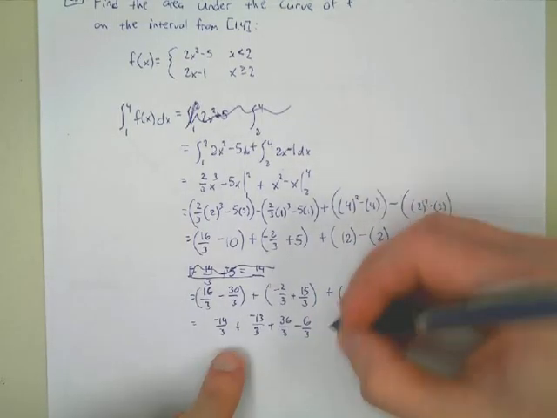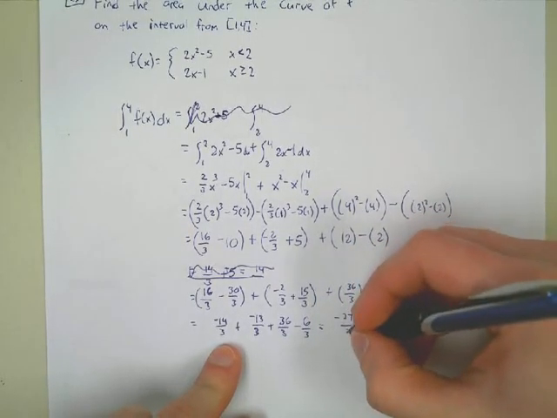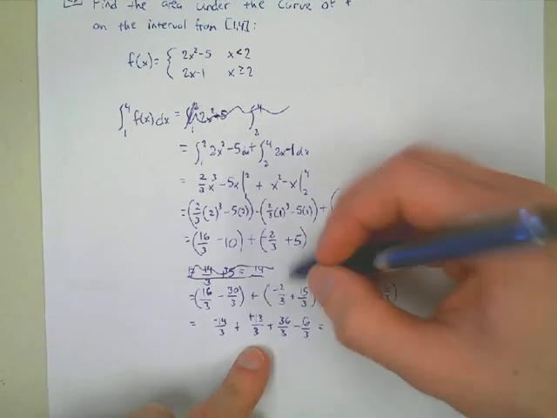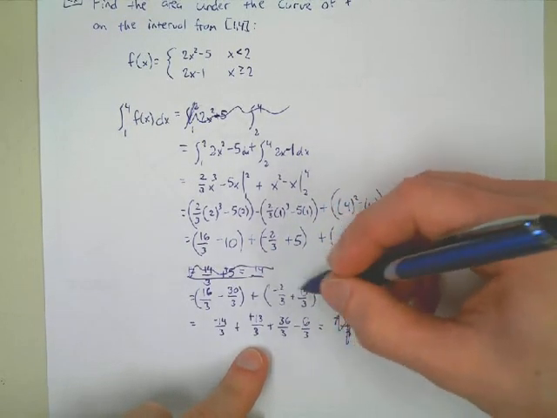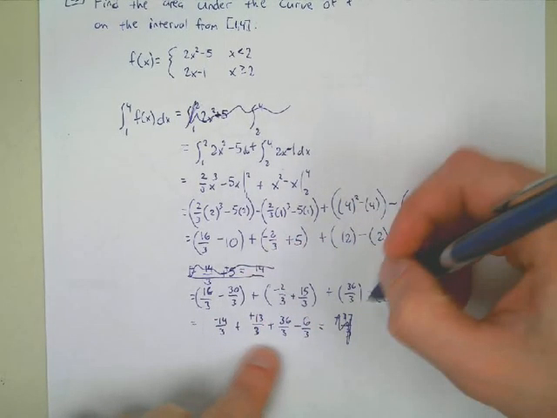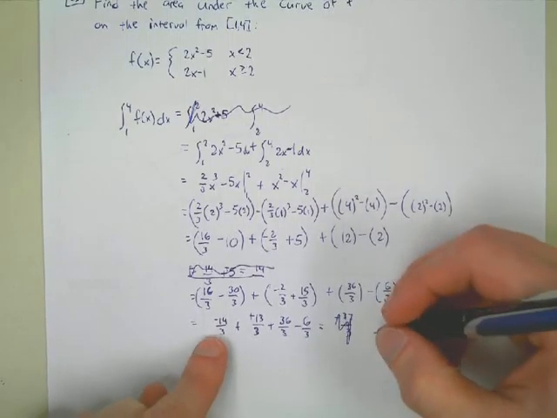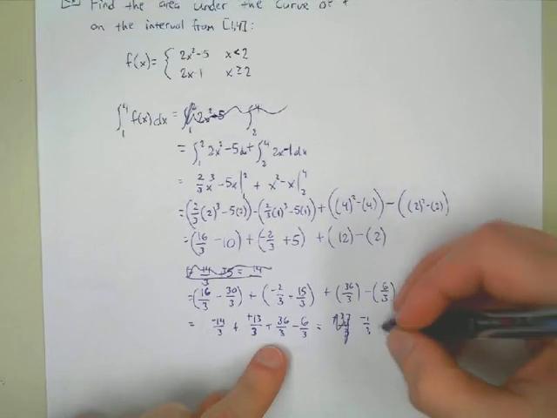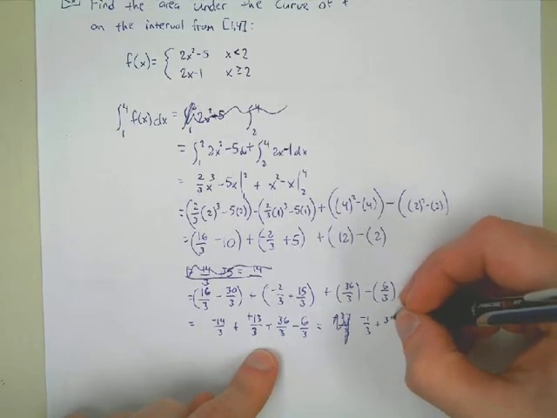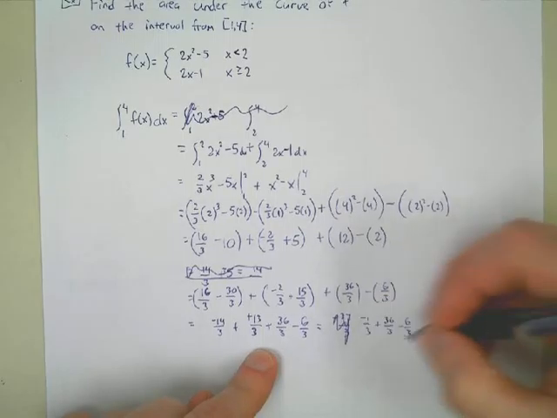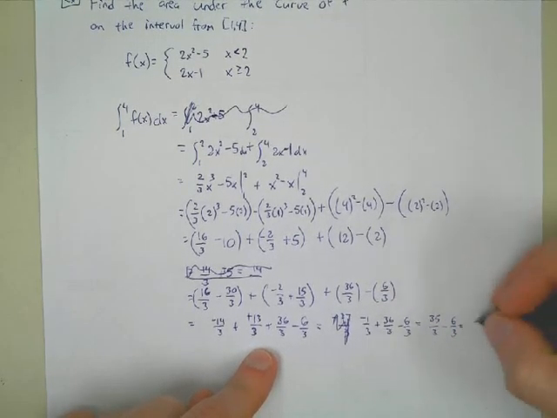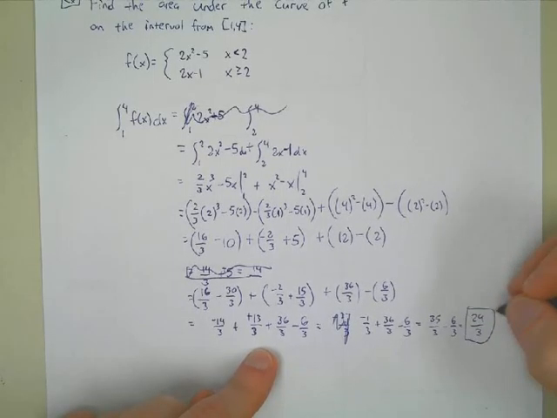So I get negative 27. Wait, no, that negative 13 should be positive. Positive 13 thirds, you're right. Okay, negative 1 third, and then plus, and I'll combine these two together. Actually, no, I shouldn't do that. Never mind. Okay, 35 thirds minus 6 thirds equals 29 thirds. There we go. That was laborious.